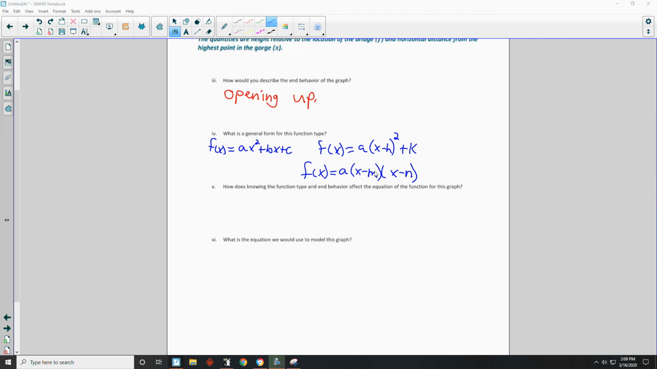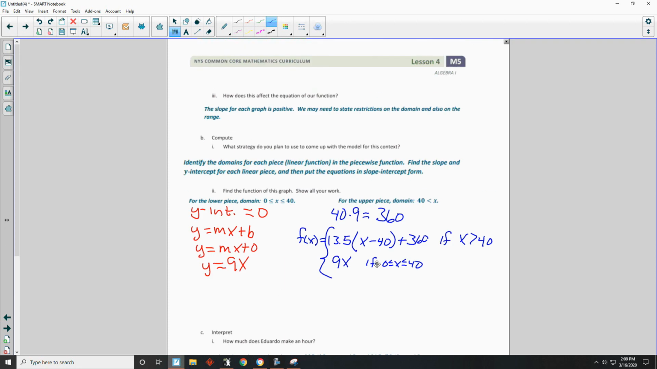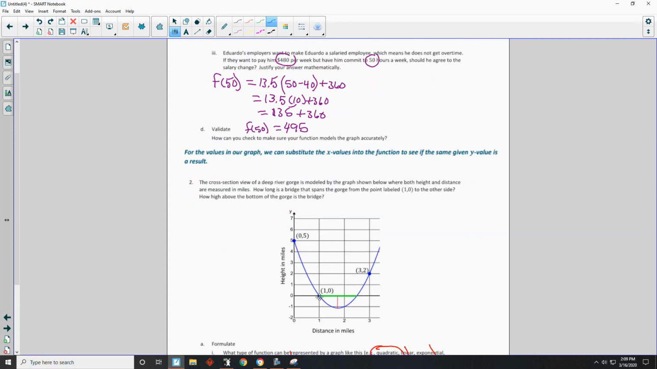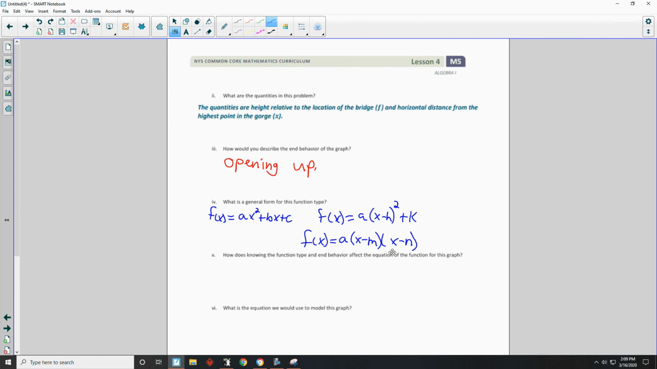Okay, and in this function here, m and n are your x-intercepts. So if I went back to this graph, oops, went too far. Okay, go back to this graph. The x-intercepts were (1, 0) and it looks like (2.5, 0), but it could be a little less. So if we knew the x-intercepts, we could use this equation, but I would not use that in this situation.